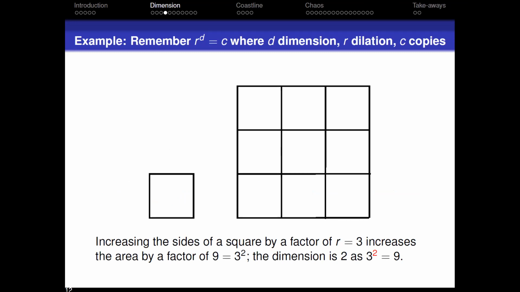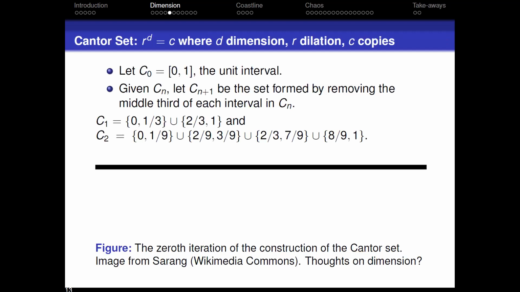This is exciting. What would we do next? Cube, and we get the cube has dimension 3. I'm not going to bother drawing it. I'm going to do something a little bit more interesting now. This is one of the more interesting sets in mathematics.